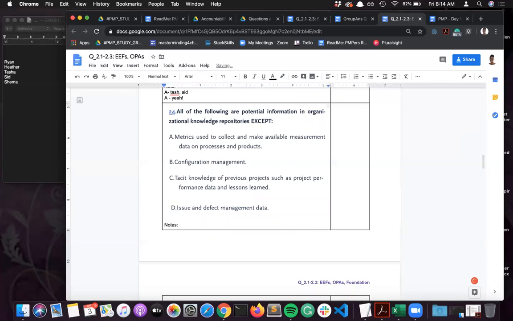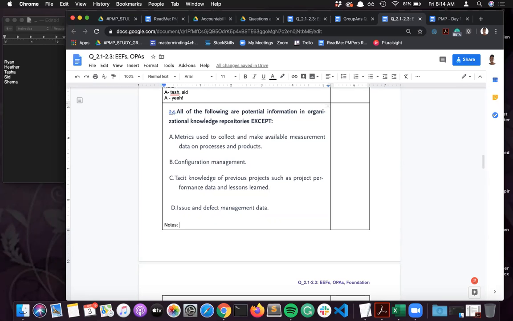All of the following are potential information in organizational knowledge repositories except: A, metrics used to collect and make available measurement data on processes and products. B, configuration management. C, tacit knowledge of previous projects such as project performance data and lessons learned. D, issues and defect management data. Potential information. Okay, configuration management, metrics used to collect. Okay, this is a bit of a zinger. Repositories. Okay.